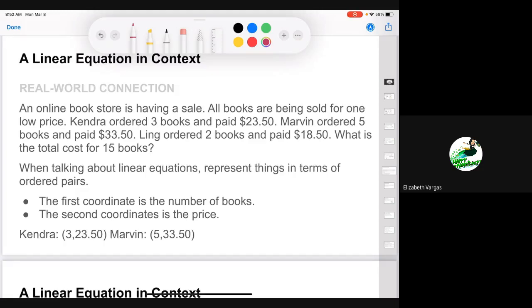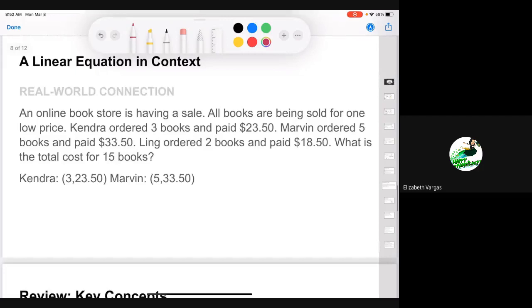So I want to identify two coordinates. Once I identify those two coordinates, what I'm able to do is identify my slope and identify whether or not I have a y-intercept. And if I don't have a y-intercept, then I just use one of these coordinates, put it in point-slope form, and solve. So the first thing we're going to do is identify our slope, right? If I want to write an equation which will help me identify the cost of each book, what I need to do is identify my slope.